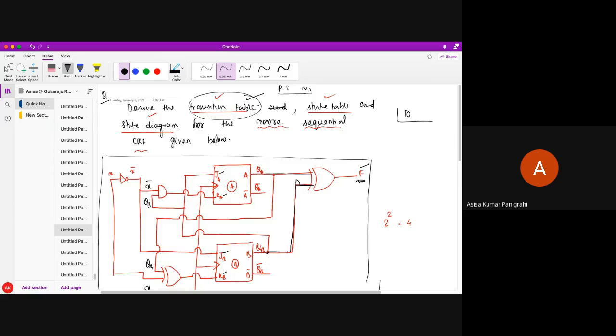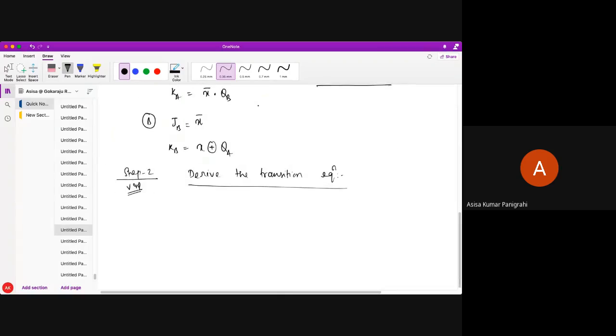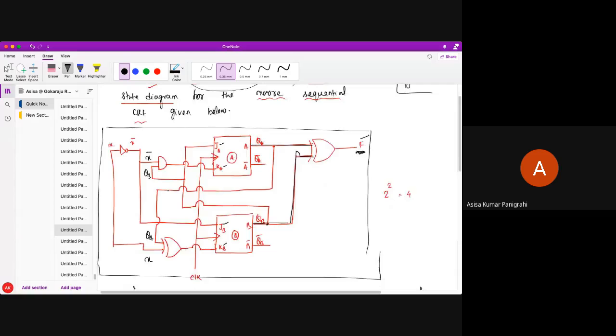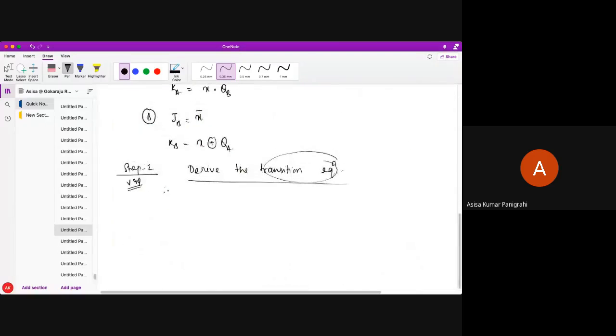Now, the transition equation for the JK flip-flop can be derived from the characteristic equation. That you need to know first. How to find out this transition equation? From the characteristic equation of the JK flip-flop. I have used JK flip-flops in the circuit, so if I know the characteristic equation of the JK flip-flop, I can find out my transition equation.